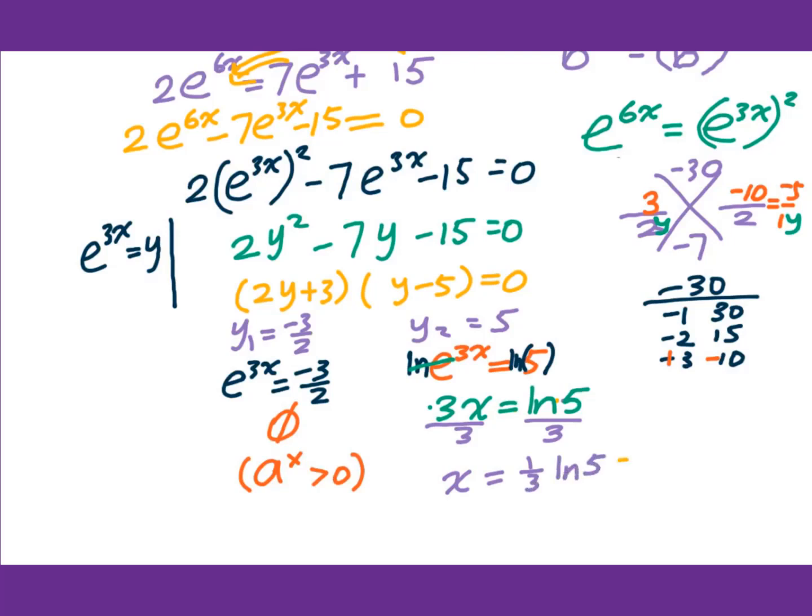You can condense into natural log of the cubic root of 5. Or you can just from this part go to the calculator, get the answer. 0.54 will be the solution.